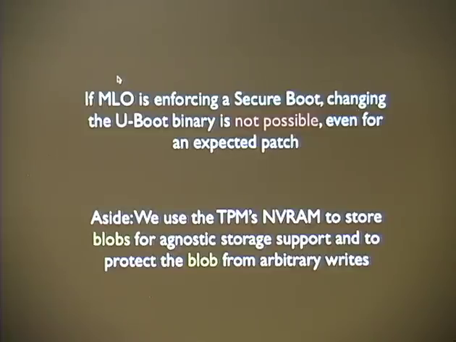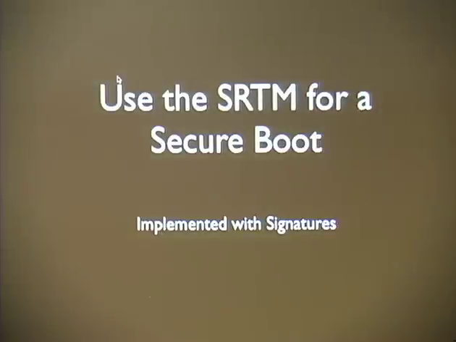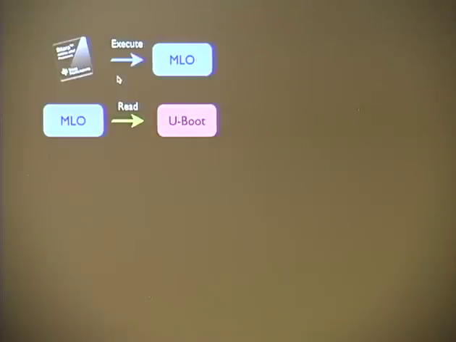This is a problem. And another aside, we use the TPM's NVRAM to enforce the protected storage of that blob, but also because it's an agnostic way for us to read and write, so we don't have to support file systems and all that kind of jazz. So okay, let's do that again, right? Let's do a static root of trust measurement for a secure boot, but this time instead of sealing and unsealing, let's use signatures. Let's see how much flexibility this gives us.